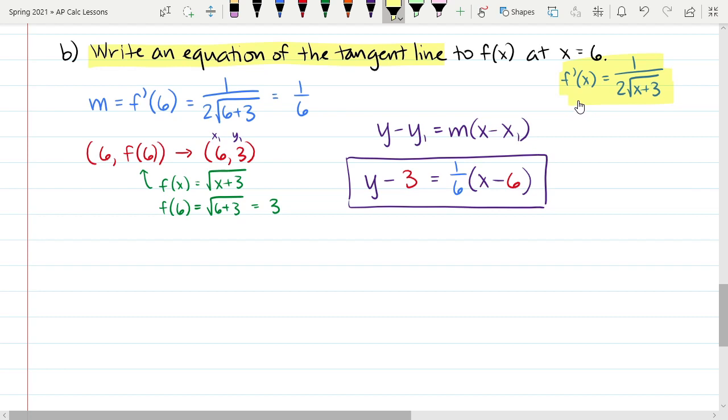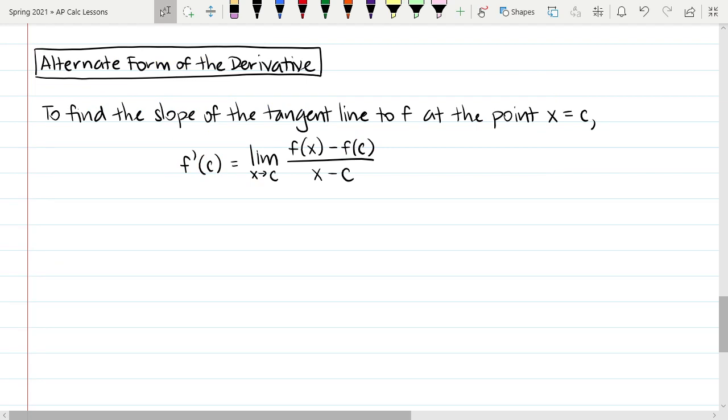There is an alternate form of the derivative that we can use in that situation when we're only trying to find the slope of the tangent at one specific point. So this is the alternate form of the derivative. And again, we would use this if we are specifically just trying to find the slope of the tangent at one specific value. So to find the slope of the tangent line to f at the point x equals c, we would use f prime of c, and again, this is the slope. So we would use m equals f prime of c, which equals the limit as x approaches c.